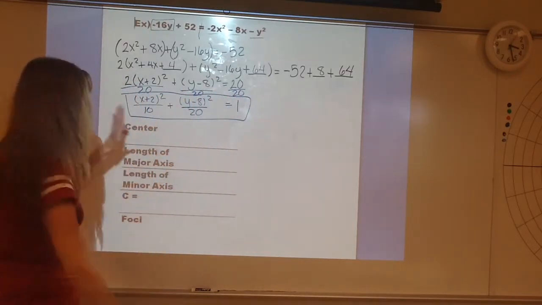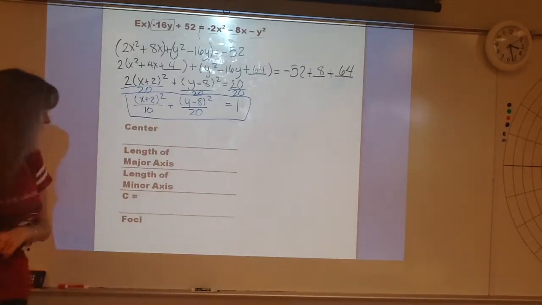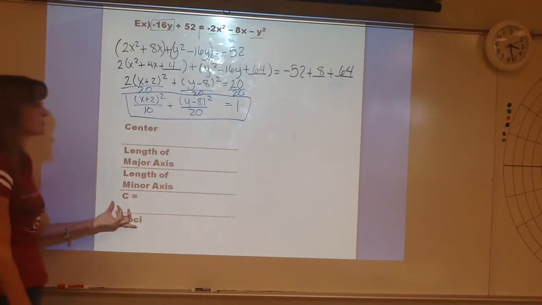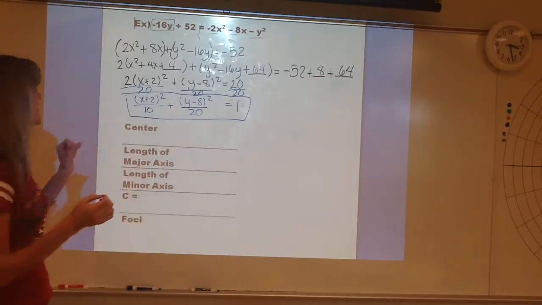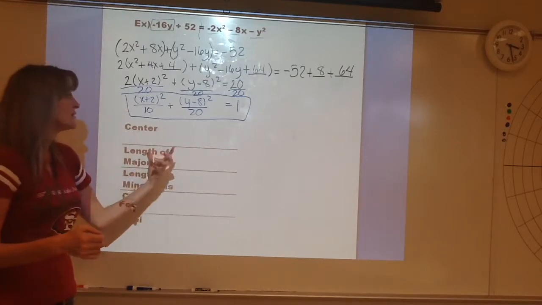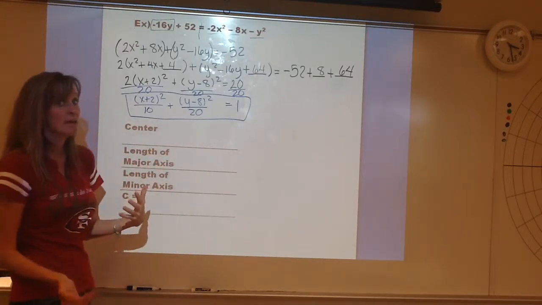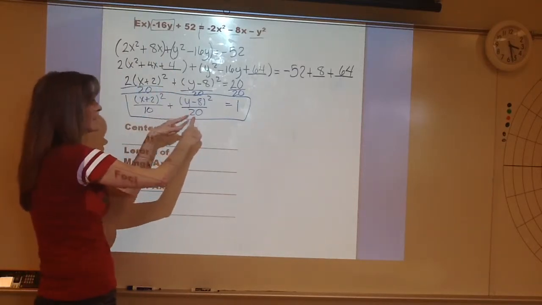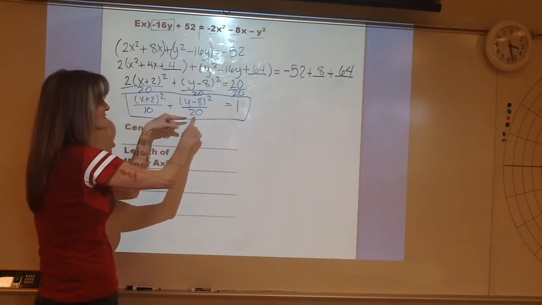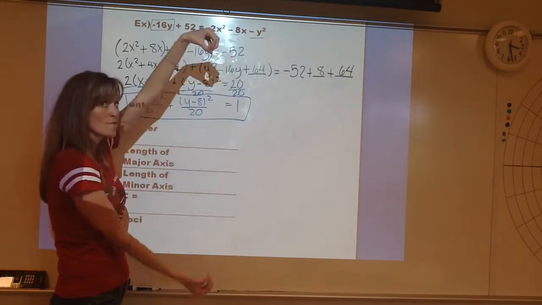From that equation, I can determine the center, the length of the major axis, the length of the minor axis. I'll have to find c and my foci. And remember, for everything besides the center, we need to know where my major axis is, and it's always where the bigger denominator is. Here's my bigger denominator. 20 is bigger than 10. It's with my y. Since it's with my y, this is elongated, it's long vertically.